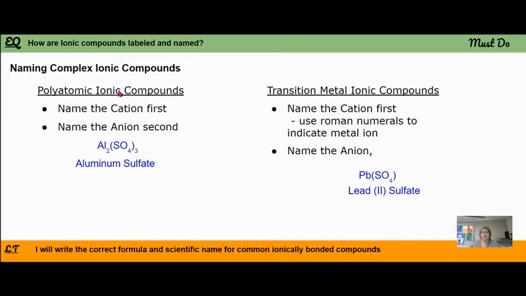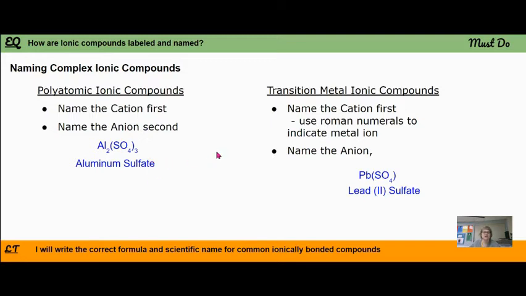For polyatomic compounds, you do exactly the same thing. The only difference is that you don't take the ending off, you just leave it. So Al is aluminum, SO4 is sulfate, right? So now I have aluminum sulfate.